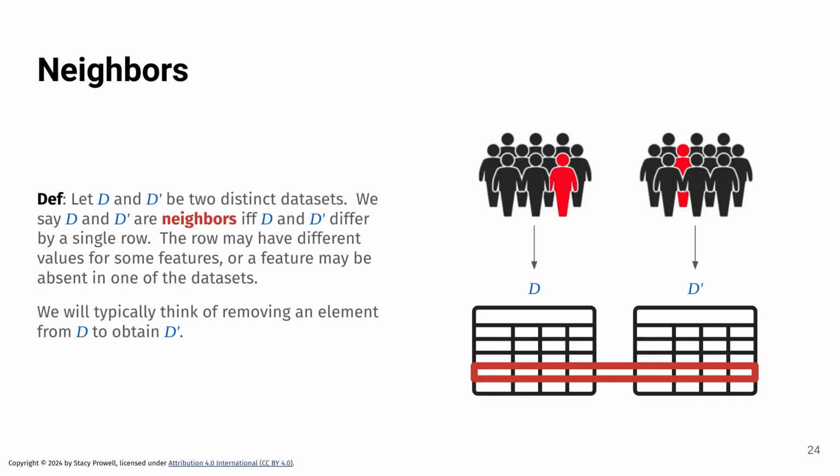And for a lot of what we're going to do going forward, we'll typically think about removing a row from D to obtain D prime. But there are other things we can do. We could add a row. We could change a row. But the point is they're neighbors because they differ by a single row.